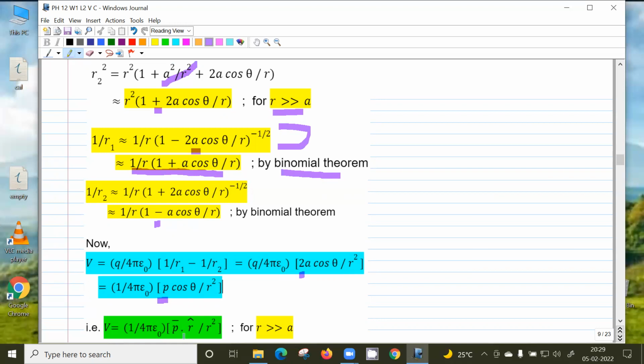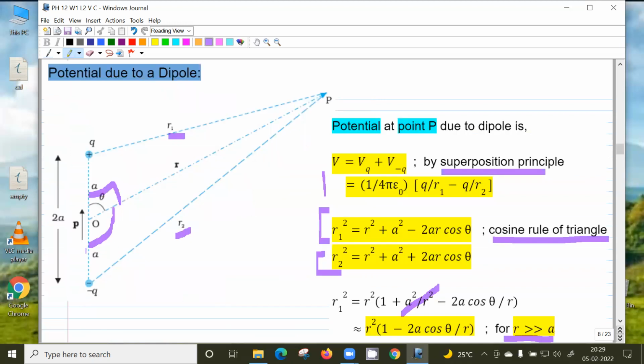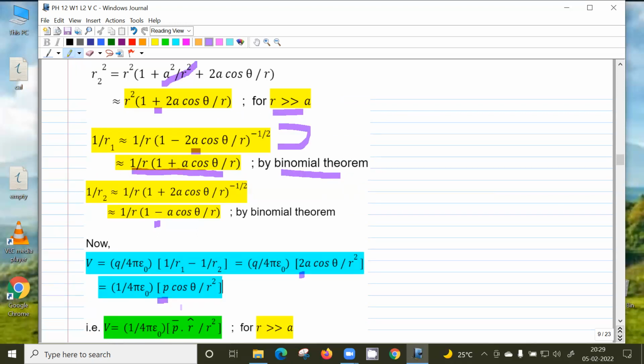And theta is the angle between the P vector and the R vector. P is from minus Q to plus Q, so this is the P vector or P cap, and this is R cap. So the angle between P and R is theta. So P cos theta I can write as P dot R cap, because it's P into the unit vector into cos theta. The magnitude of the unit vector is 1, so it's just P cos theta.